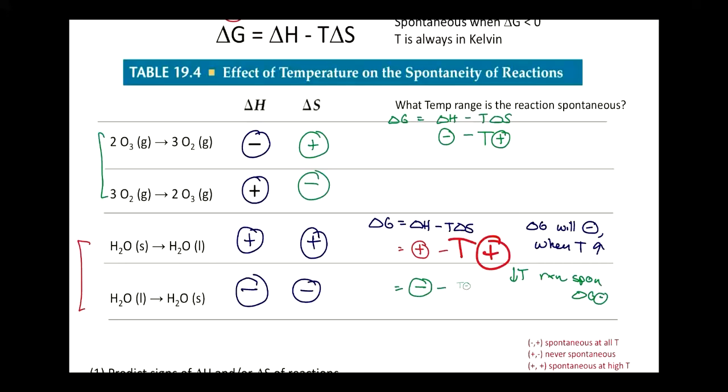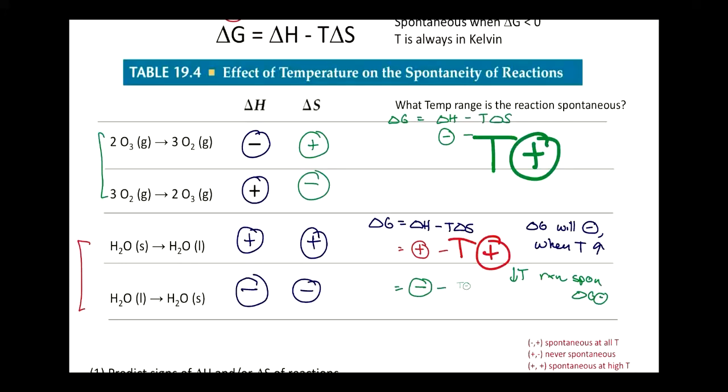delta G negative? When temperature is really small, is delta G negative? Yes, but what about when temperature is really big? Is delta G negative? A negative number minus a positive number is always negative. So here we are seeing at any temperature, delta G is negative. This reaction is actually spontaneous at all temperatures because delta G is always negative.